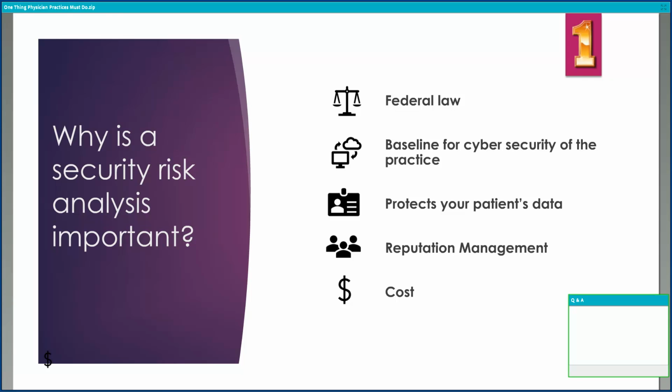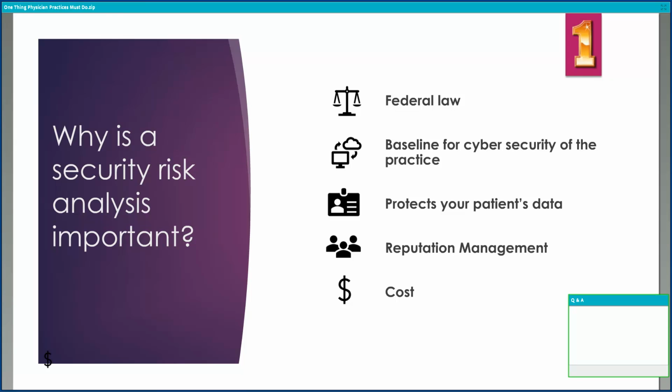Secondly, it also gives you a baseline of cybersecurity for your practice. The purpose of this security risk analysis is not simply to comply with the government, but it's also to identify security weaknesses within your organization. In doing so, you can hopefully strengthen your security and ultimately avoid potential breaches, saving you from potentially disastrous financial, PR, or regulatory issues.